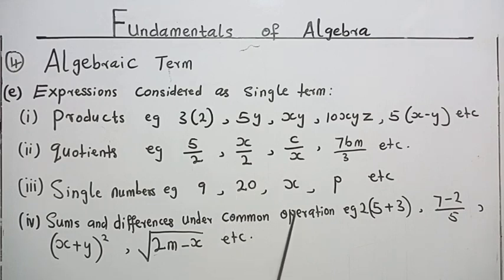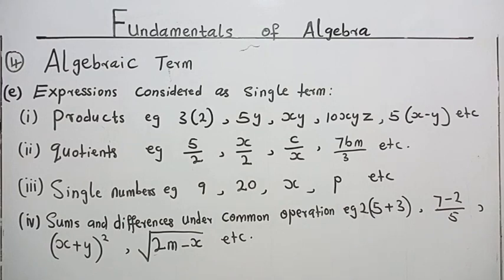The same thing is applicable to x and p. x and p are variables. 9 and 20 are constants, but each is a single number. Such like single numbers are to be considered as terms. The last but not the least is sums and differences under a common operation. A short while ago I explained this, and then we have more examples here. 5 plus 3 is a sum.